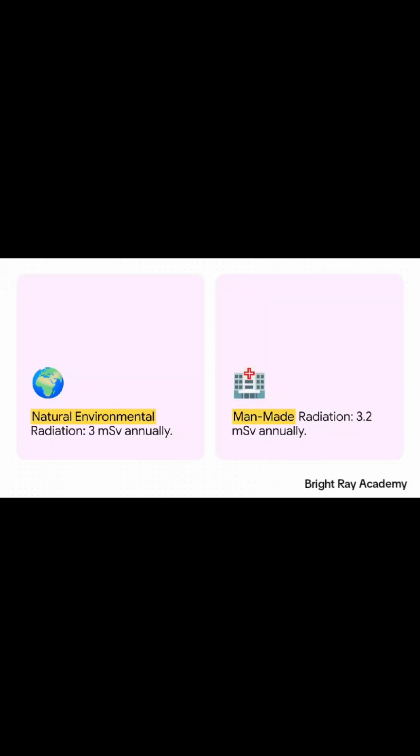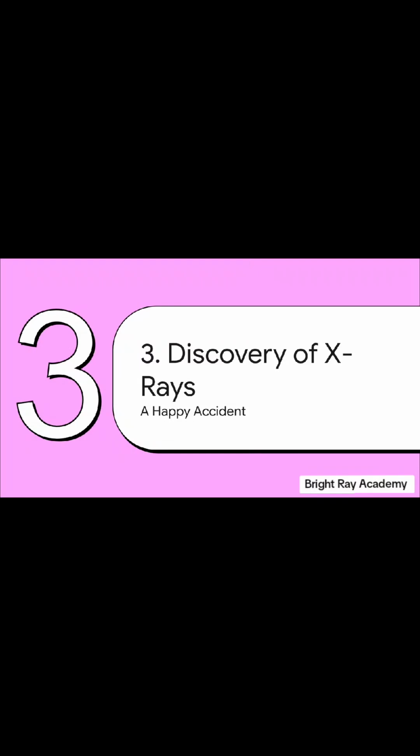potential hazard. Now, you might think this ionizing process is confined to a heavily shielded hospital room, but we are actually exposed to it constantly. Radiation exposure is measured in millisieverts, or mSv, and it's pretty wild how our exposure is split. It's almost perfectly even. We get about 3 millisieverts annually from completely natural environmental sources, things like cosmic rays, the Earth itself, and radon gas. On the flip side, we get about 3.2 millisieverts annually from man-made radiation, and that's almost entirely derived from medical imaging.